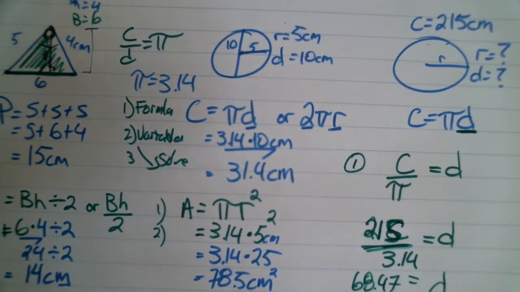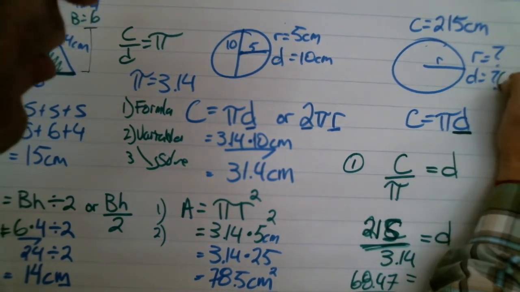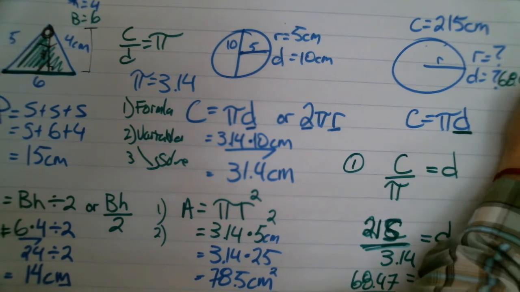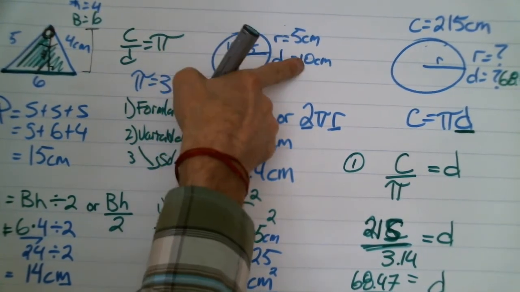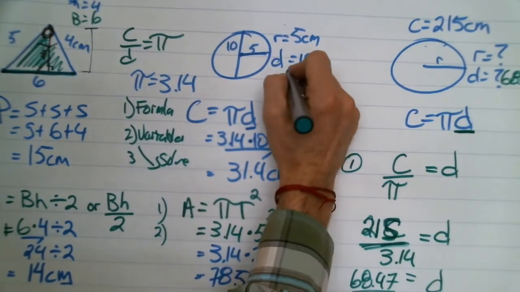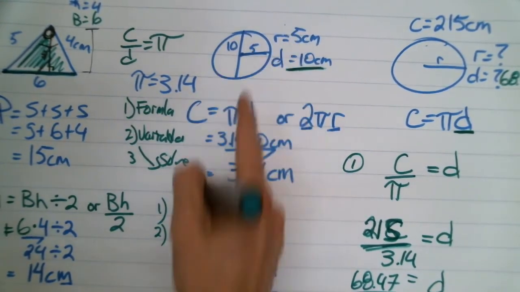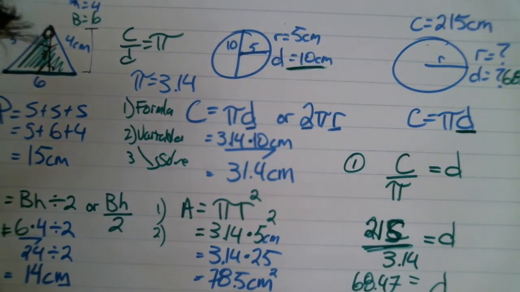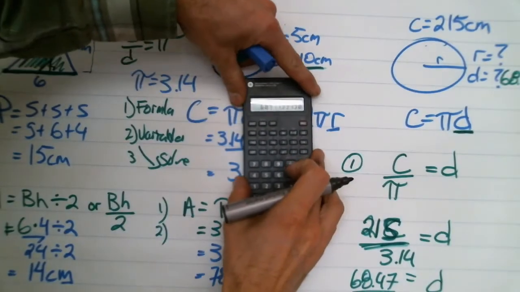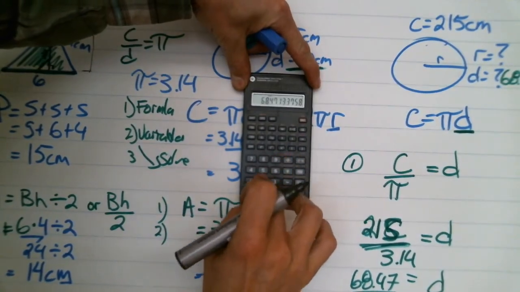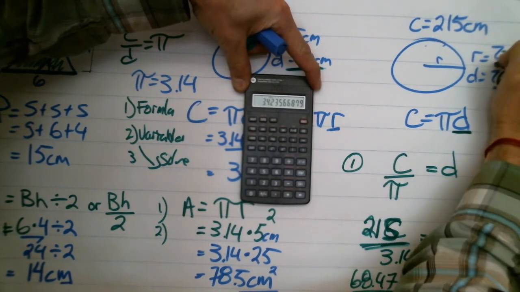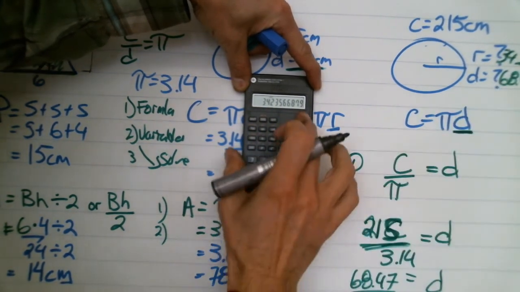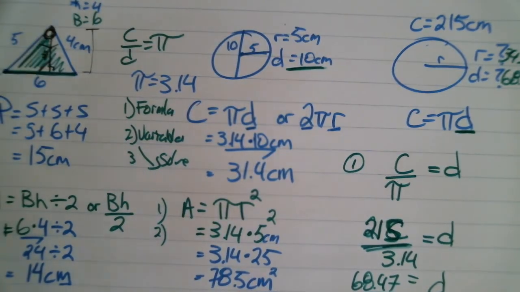Now, I have my diameter, but what is my radius? Diameter equals 68.47. What was it over here? Diameter was 2 times the radius. So if I know my diameter is 10, how do I get to 5? It's half. Keep the number on your calculator, divided by 2. My radius is 34.23. And that's all there is to it.